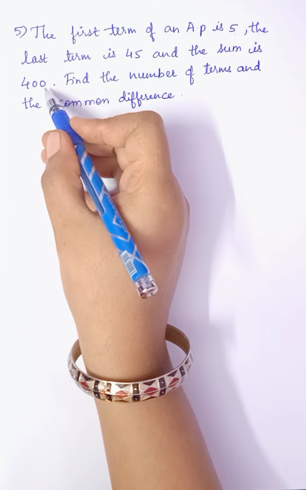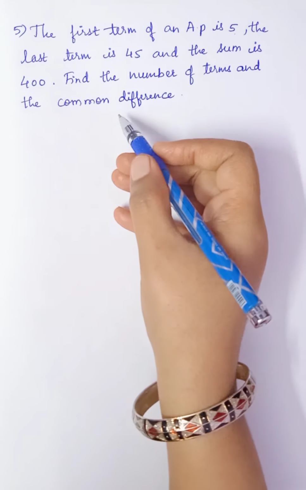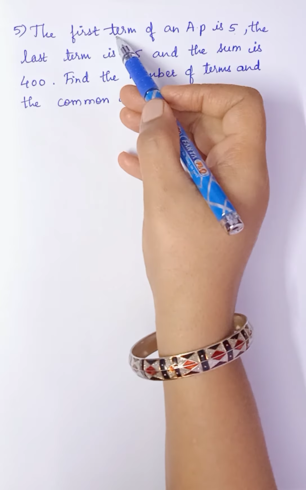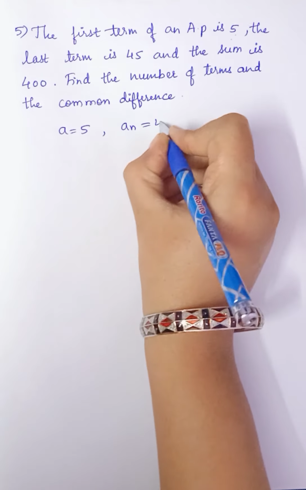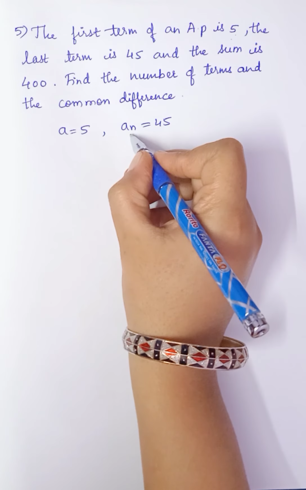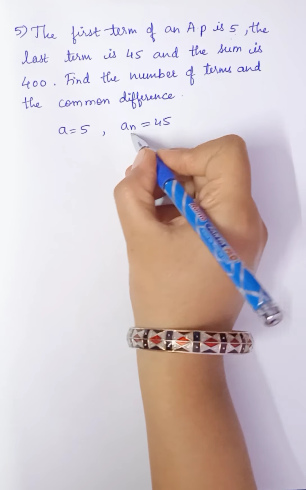Number of terms in the sense n, and the common difference d. So let's start with the solution. So let me write the given things. The first term, see, they have written it in words. The first term of an AP is 5. First term is denoted by a. So a is equals to 5. The last term is 45. Last term is denoted by an. I have told you, which is equals to 45. Last term is denoted by an also, or even as L. Now sum is given, sum is 400. So Sn is equals to 400. See, number of terms n is not given, so I am writing it as Sn, which is equals to 400.